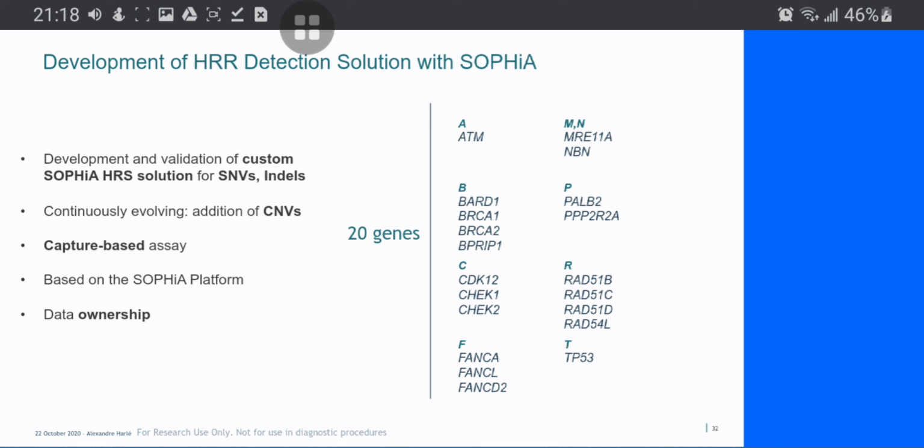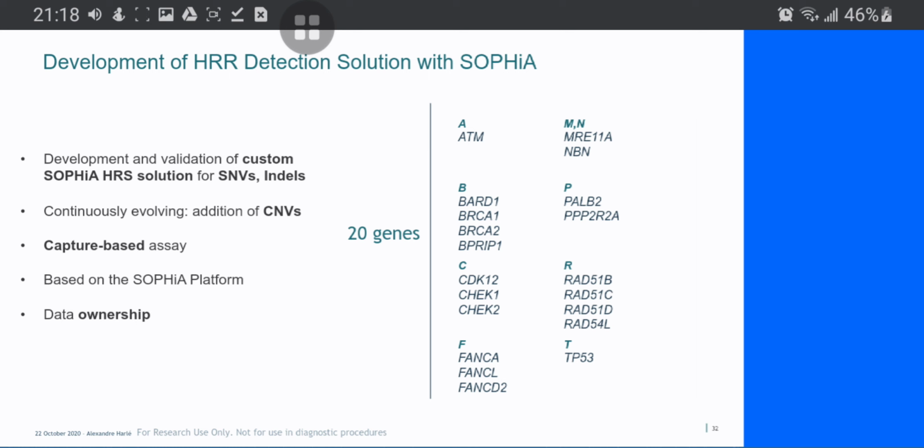And the idea was first to check only SNVs and indels, and finally we evolved to add the CNV detection. So basically, we are working on cancer, so CNV is maybe not the right term. I would prefer to say somatic copy number alteration, since we are talking about tumor and not germline, but I will use the term CNV in this presentation.